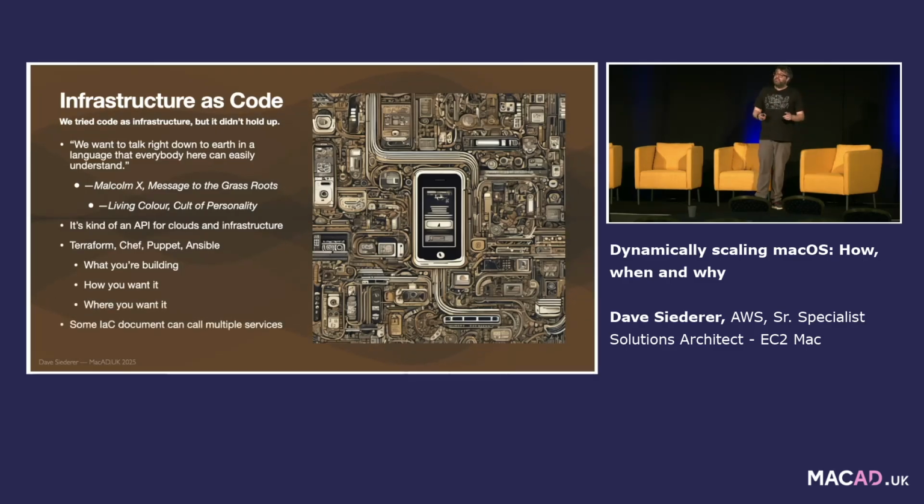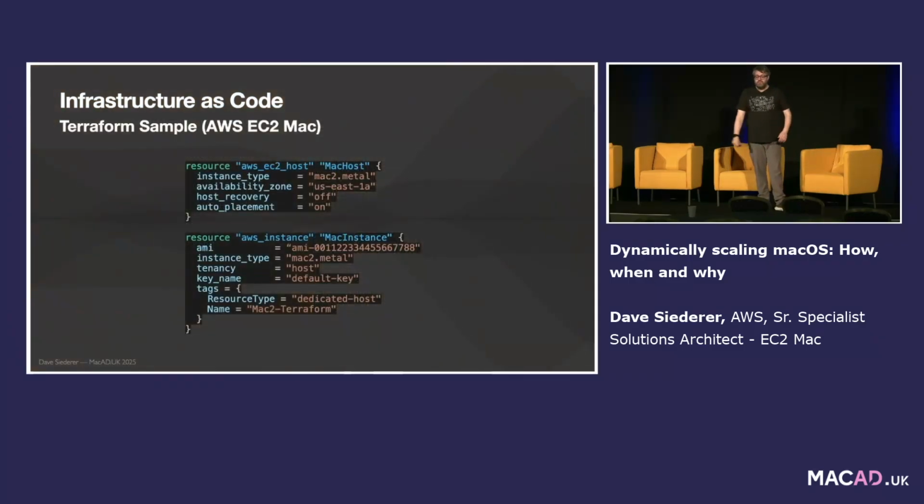Some IACs actually do also offer multiple services. So you're not necessarily saying, okay, I'm going to build something on AWS, and I can build something else on GCP, and this could actually be one document. So as the example here, I'm going to use what's called Terraform. This is one of those cross-platform platforms.